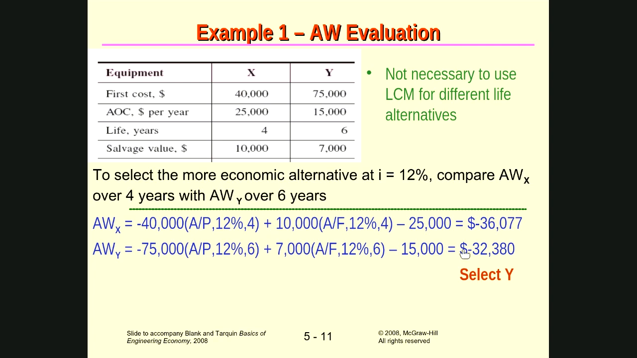At the end, we found the annual worth is 36,000 for X and 32,000 for Y, with a minus sign. In this case, we select Y because it is the largest numerical value among those two, and we select it as the most economical alternative. Questions?